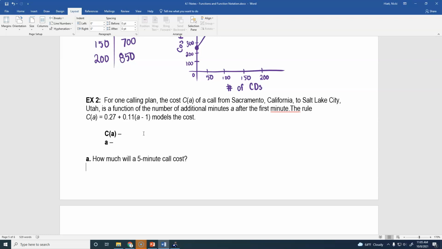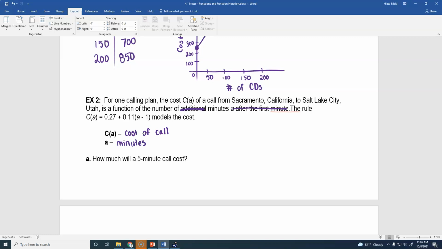The rule C of A equals this. Here, C of A is the cost of the call, and A is minutes. I don't know if that should say additional minutes. I think it should say, let's just say it's the number of minutes, because I think the way this equation is set up, it should be. So, number of minutes of the call.